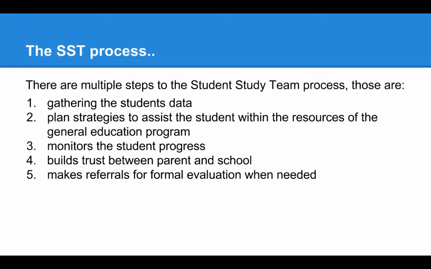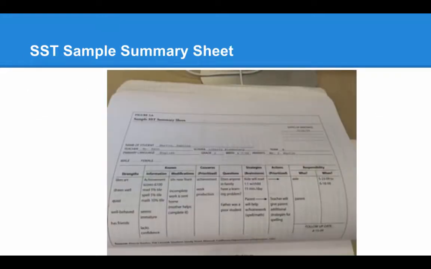So the SST process, there are multiple steps to this Student Study Team process. The first one is gathering the student's data. They want to plan strategies to assist the student within the resources of the general education program, then monitor the student's progress, build trust between parent and school, and then finally make referrals for formal evaluation when it's needed.